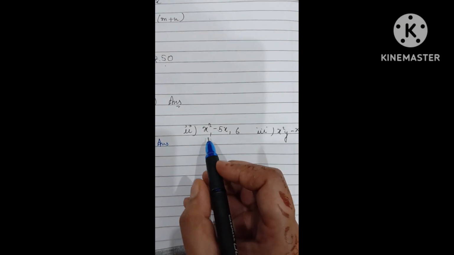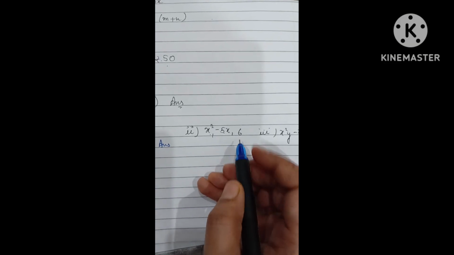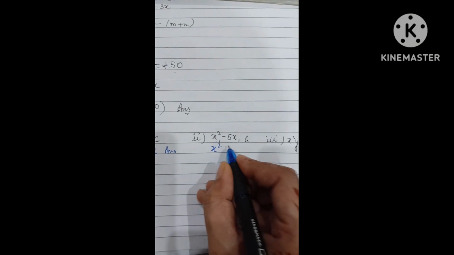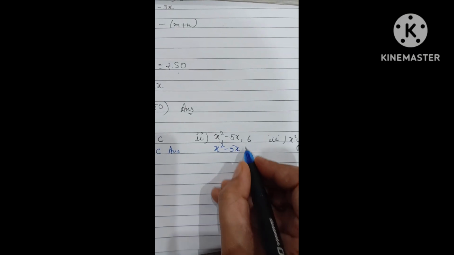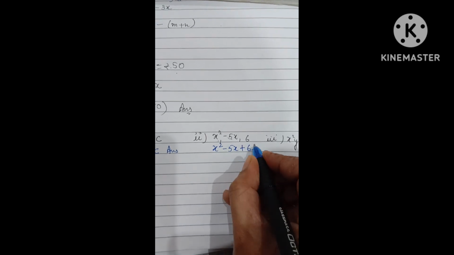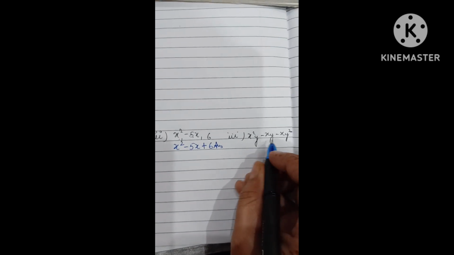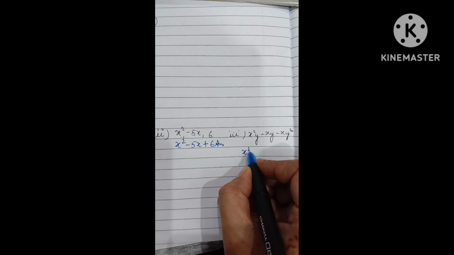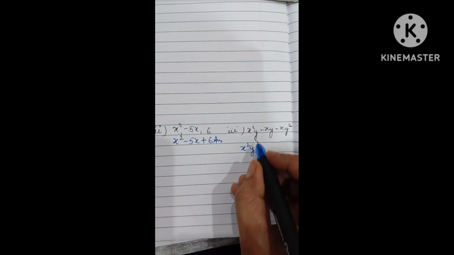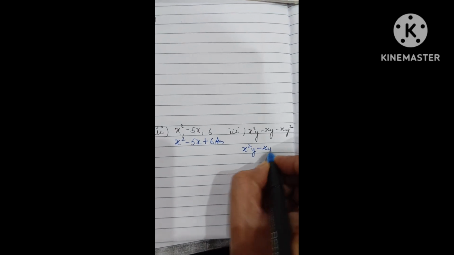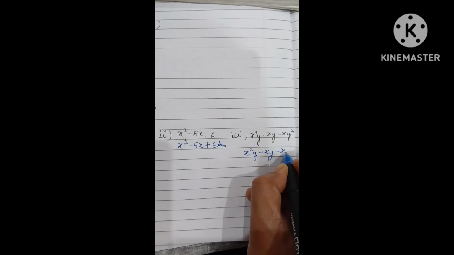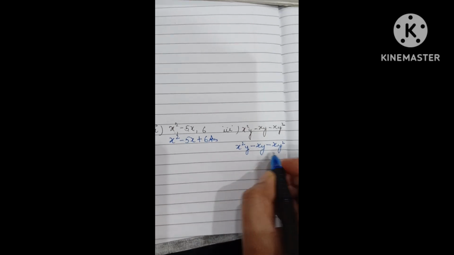Now the second is x square, minus 5x, 6. We will write x square minus 5x plus 6. So this is the algebraic expression. For this, x square y, minus xy, minus xy square. I have replaced the comma.